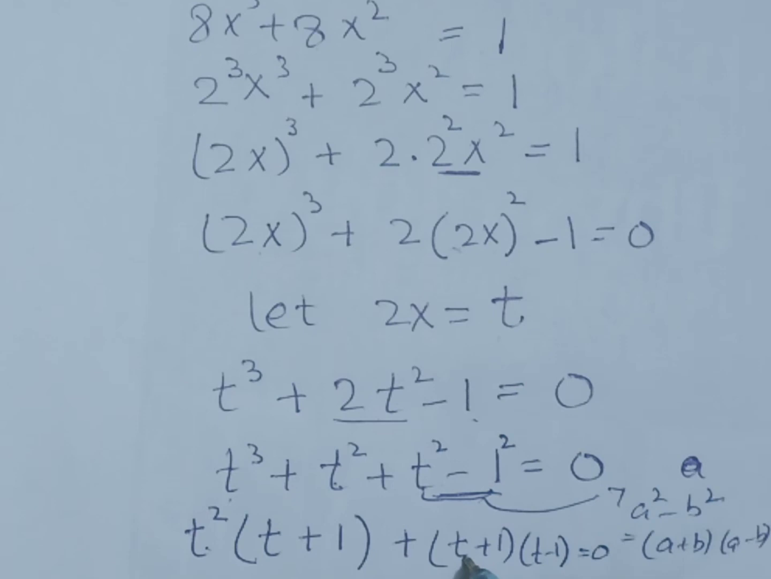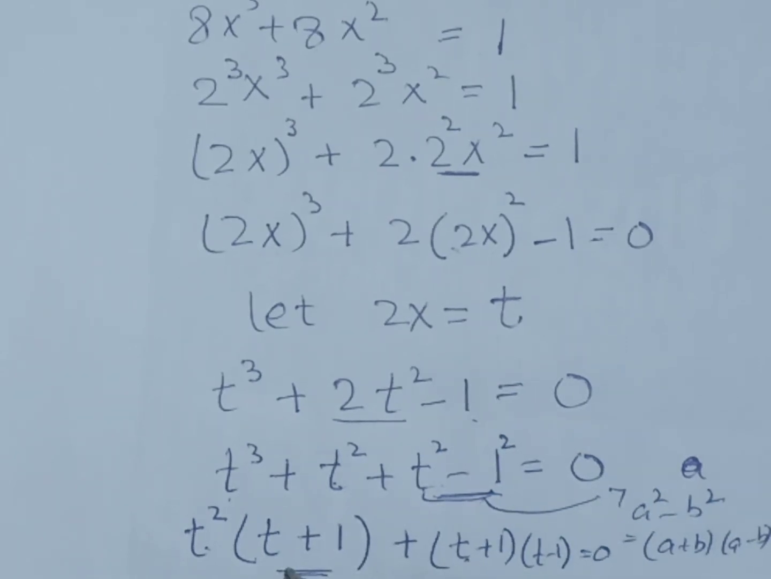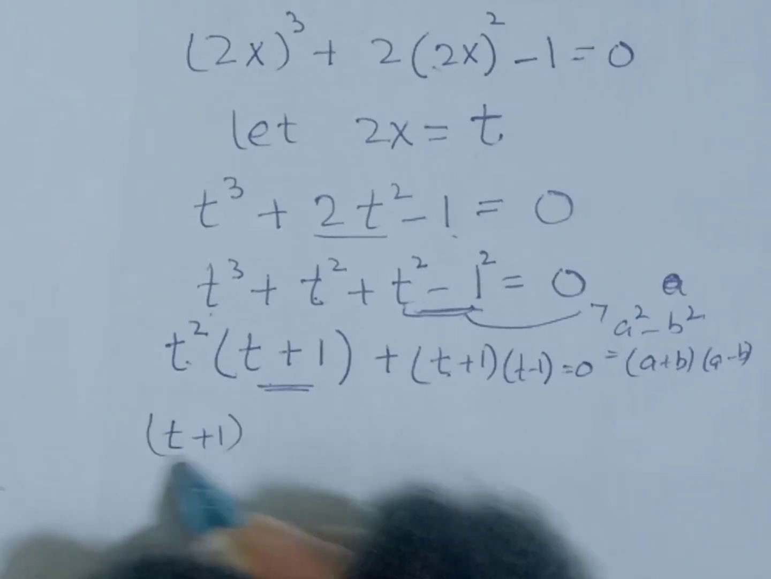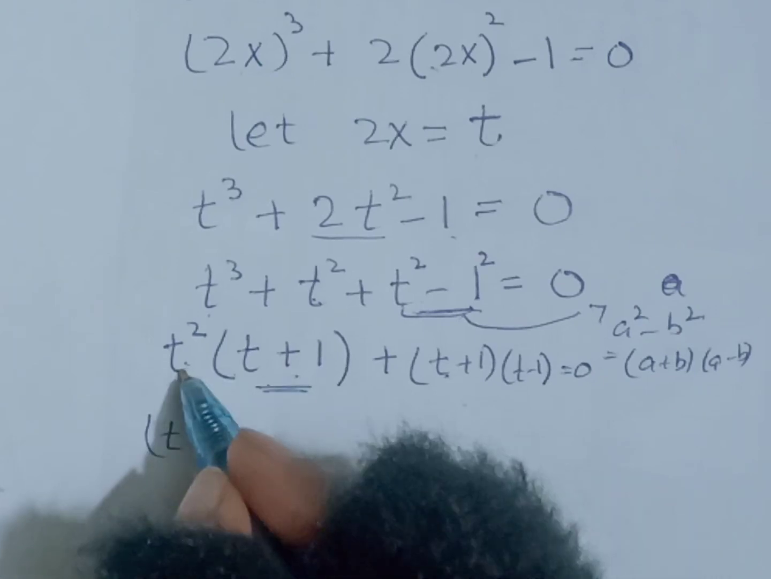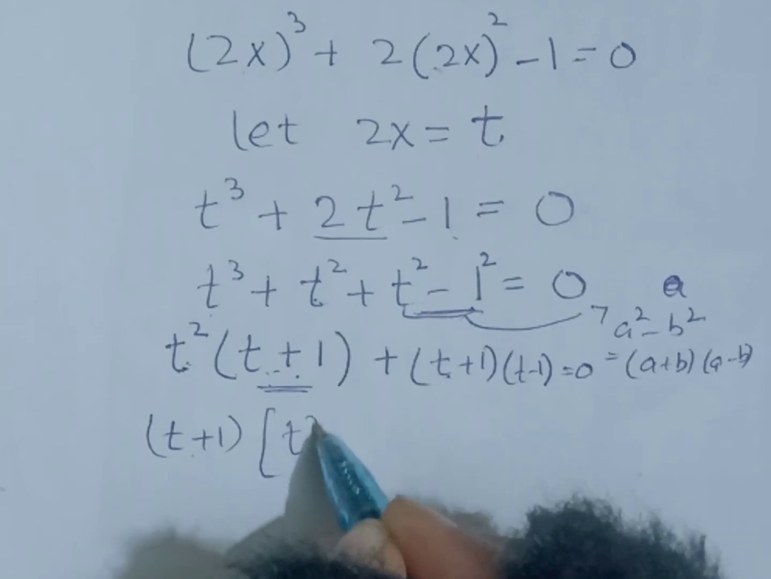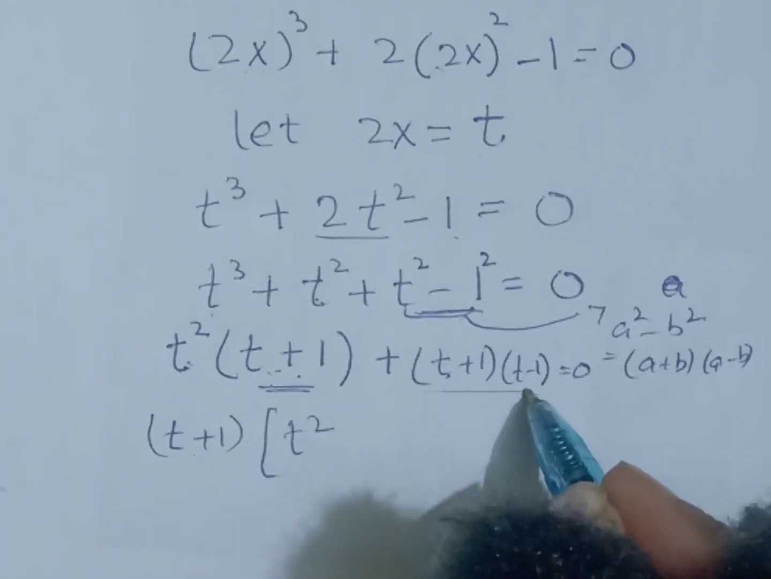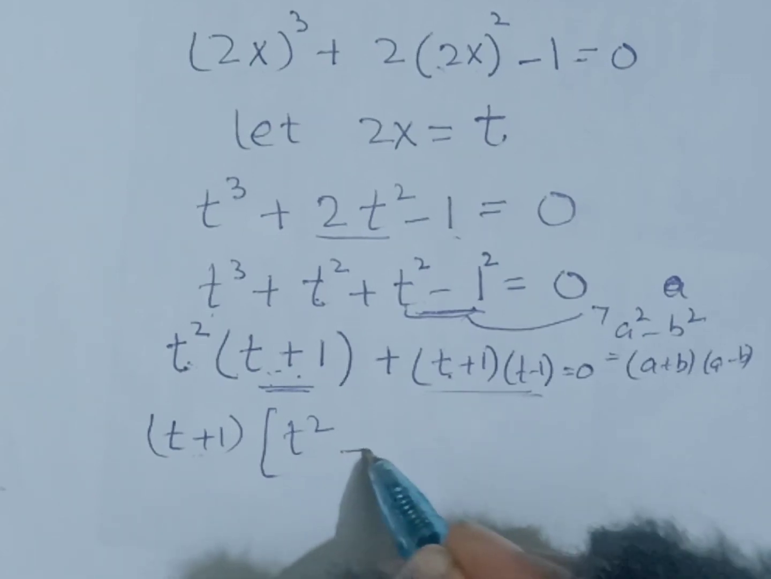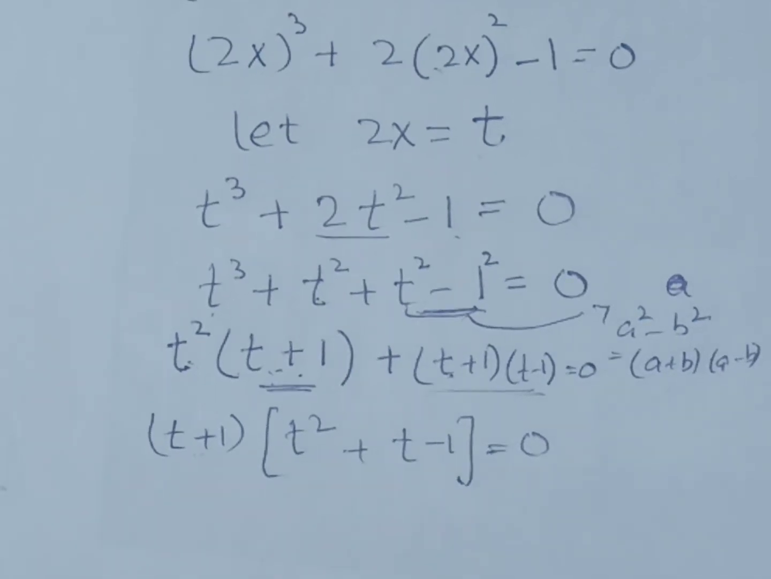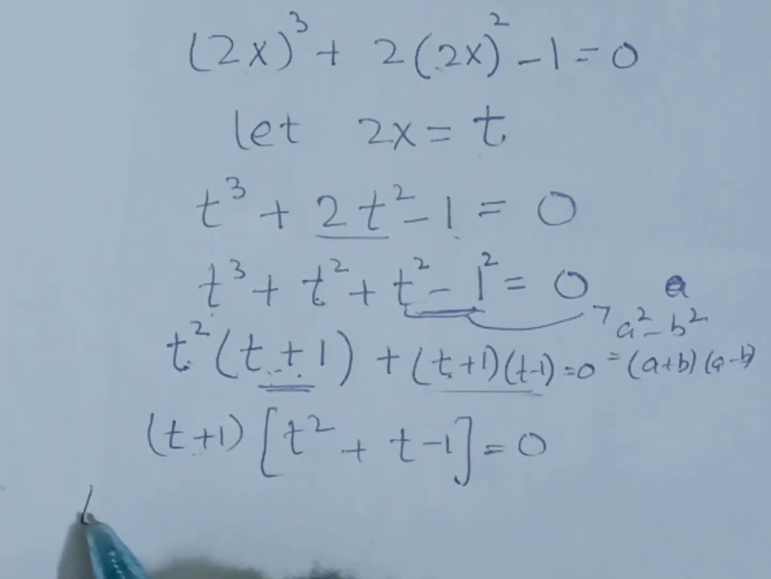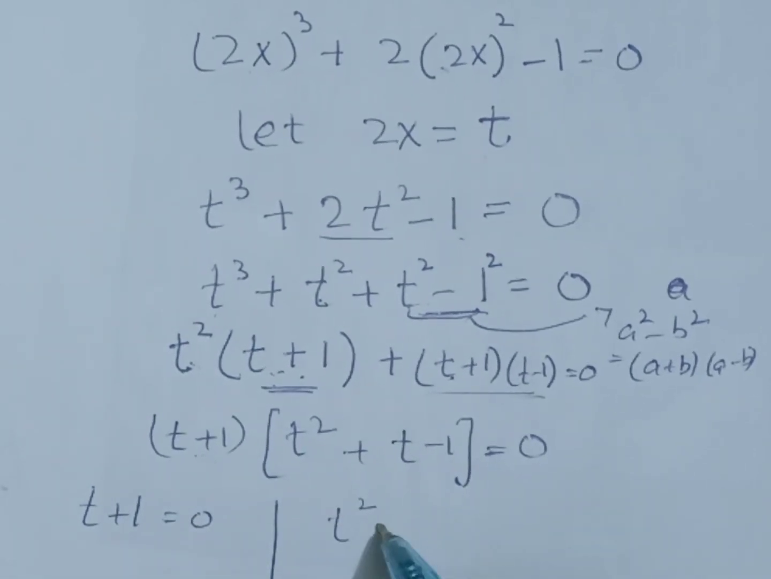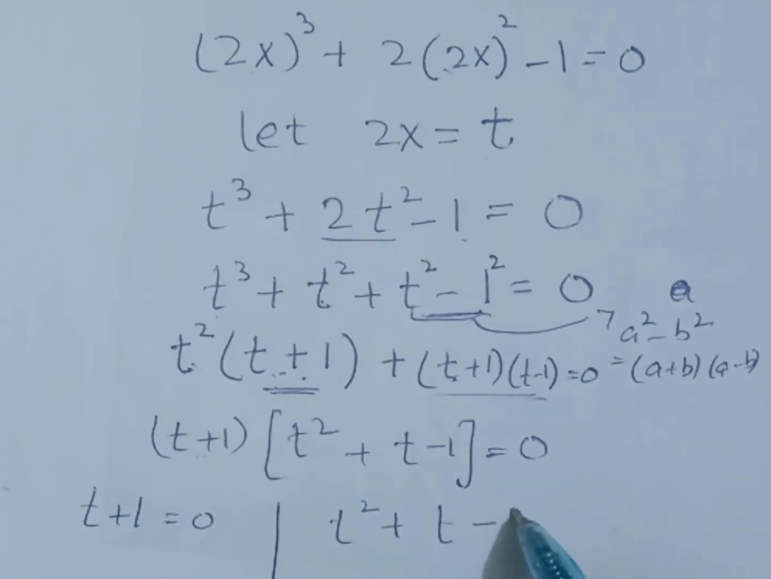So t plus 1 is involved in this term and also involved in this term, so we take t plus 1 common. If we divide this whole value by t plus 1, then we get just t square, and if we divide this value by t plus 1, then we get t minus 1 equal to 0. So this implies t plus 1 is equal to 0, or t square plus t minus 1 is equal to 0.